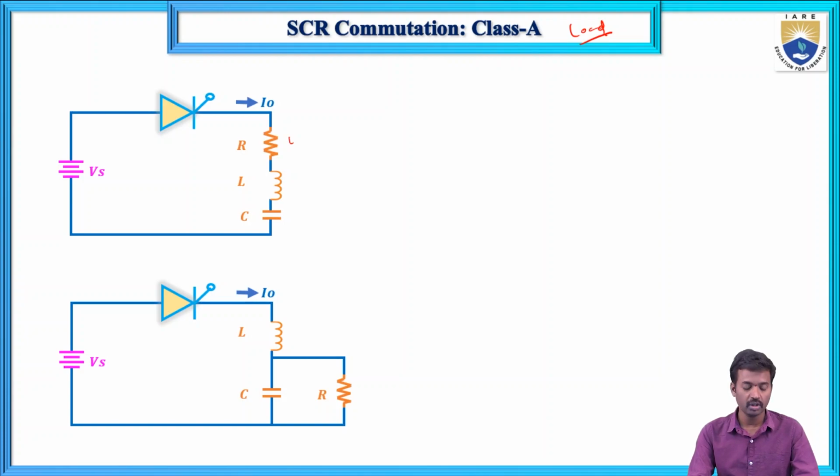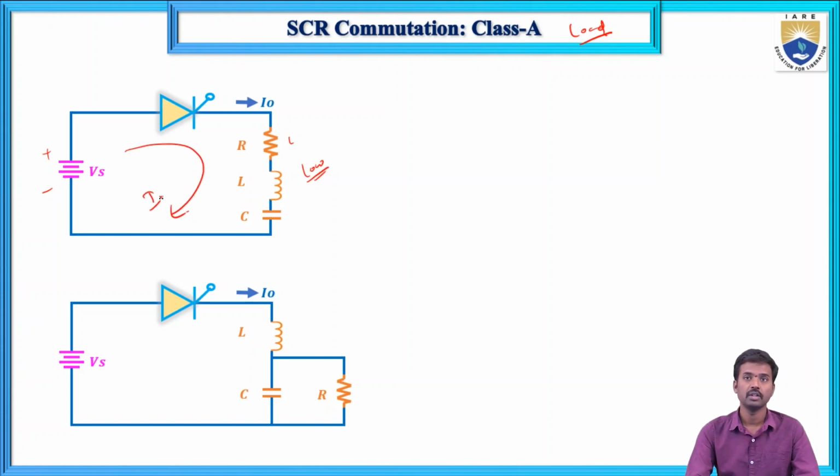We have two circuits: for low values of resistance, we use R, L and C connected in series. For high values of resistance, C is connected across the resistor and L is connected in series. Now, how will we turn off this SCR? Initially, when you give supply, the positive terminal of the battery is connected to the anode and the negative terminal to the cathode, and when you give the gate pulse, current flows in this direction.